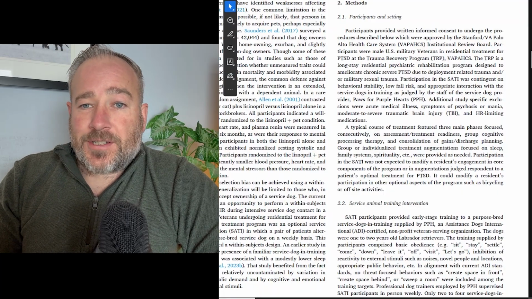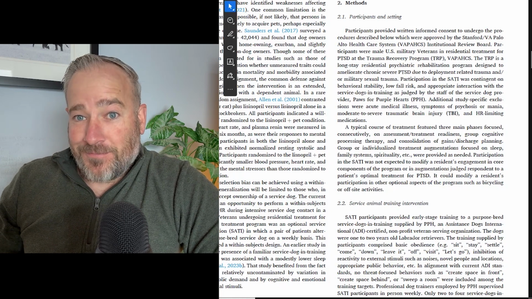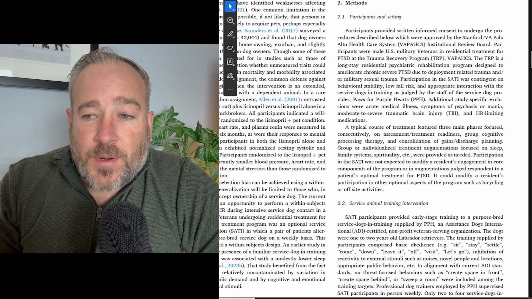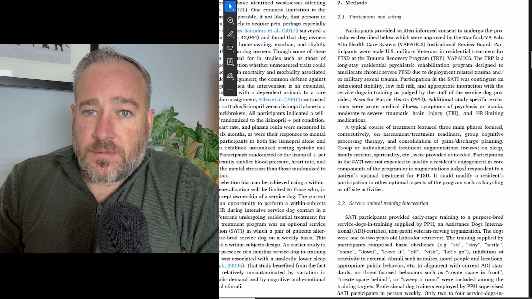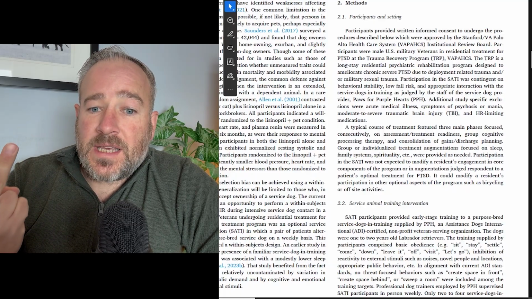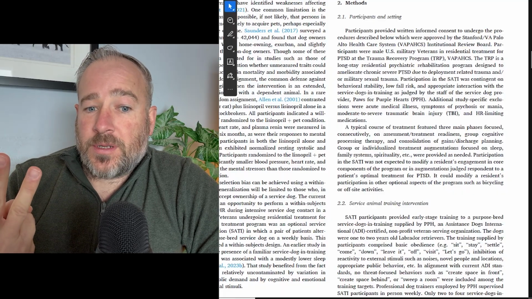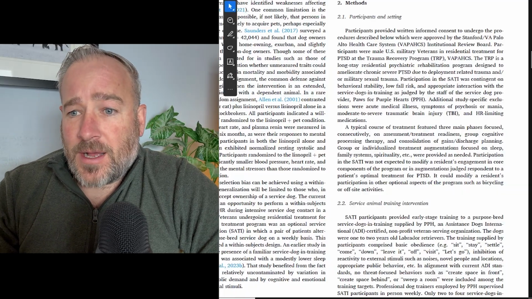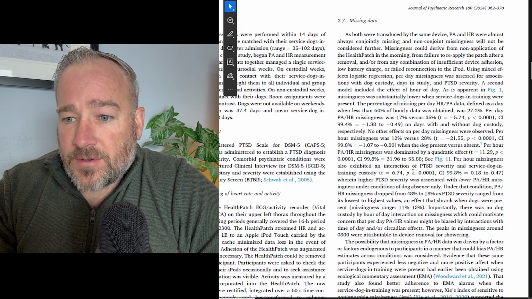The methods section is usually where students start to panic, and the results section is where folks really panic, even researchers. But you don't need to memorize it, right? Focus on four things. One, who were the participants? Two, what was the key variable being manipulated or observed? Three, what was being measured? And four, what kind of dog was used? And usually that's outlined really well. So here we have participants and setting, service animal training intervention.